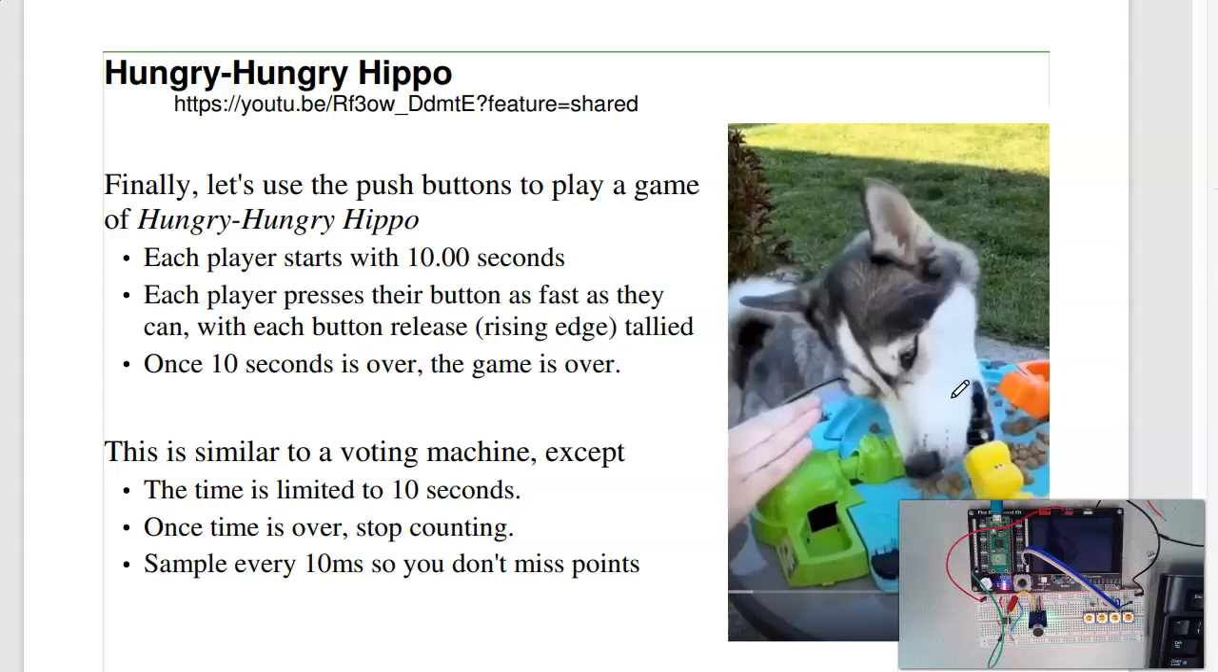Well, the idea of the game is I'm going to have 4 people thrashing their buttons, sort of with a husky, and for 10 seconds, whoever hits the button the most for 10 seconds wins. So it's kind of similar to a voting machine, except the time limit is 10 seconds, and once the time is over, you stop counting. In terms of sampling rate, I'm going to sample every 10 milliseconds so I don't miss any counts.